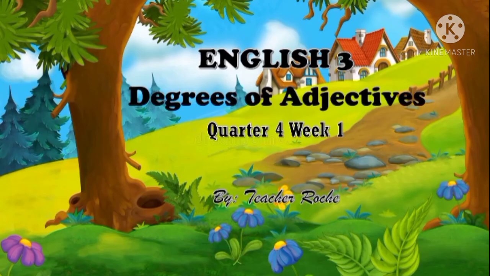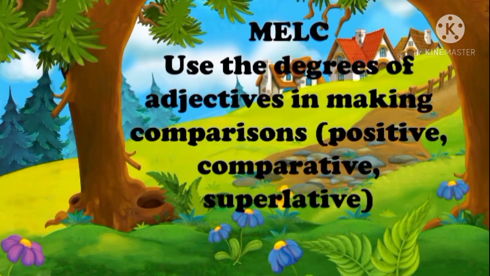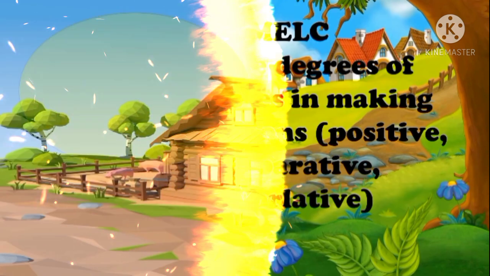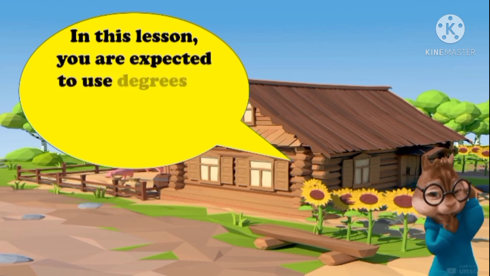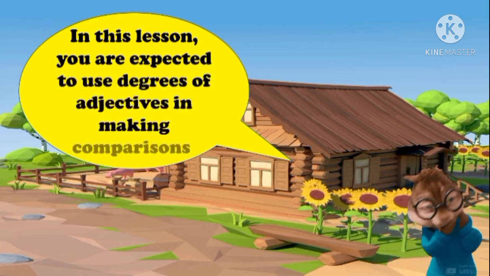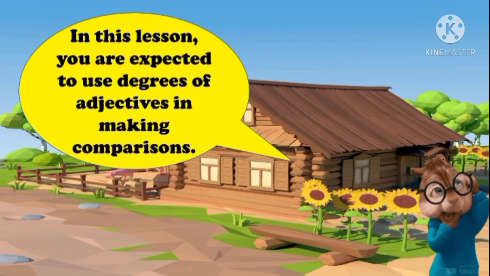For English 3 Quarter 4 Week 1, our lesson is about degrees of adjectives. Our most essential learning competency: use the degrees of adjectives in making comparisons, positive, comparative, and superlative. In this lesson, you are expected to use degrees of adjectives in making comparisons.